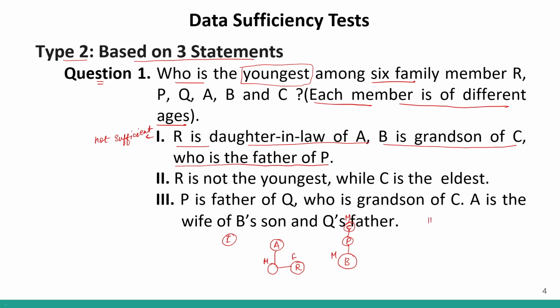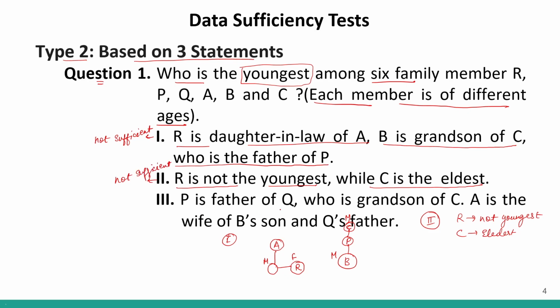Moving on to statement number 2. Statement number 2 says R is not the youngest, C is the eldest. So only this much information is given to us, that R is not youngest, correct? And C is the eldest. So this much information is given to us in the second statement. Is this enough to answer who is the youngest? No. So this also is not sufficient, correct?